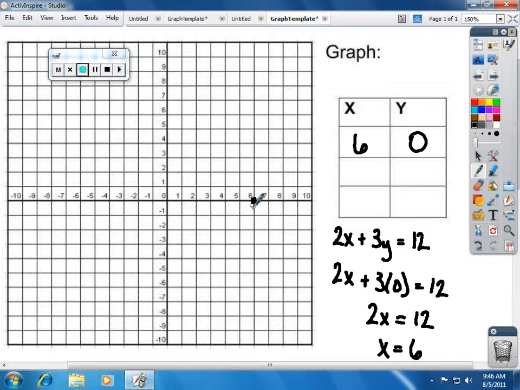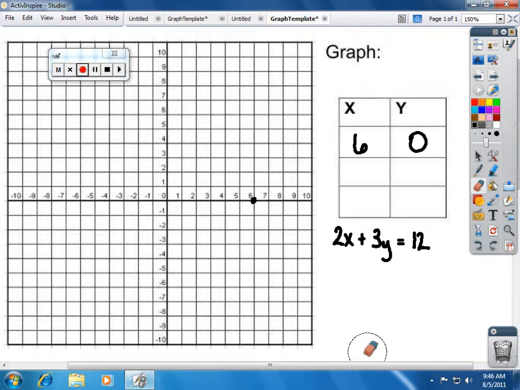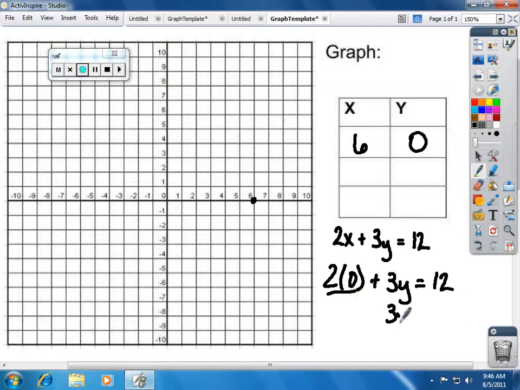Okay? Now the next thing we should find is the y-intercept. So we're going to do the opposite of what we did this time. We're going to set x equal to 0. So we'll have 2 times 0 plus 3y equals 12. And again, this term is the one that will drop out, and we're going to be left with 3y equals 12. If we divide both sides by 3, we have y equals 4. Therefore, the y-intercept for this graph is at 0, 4.